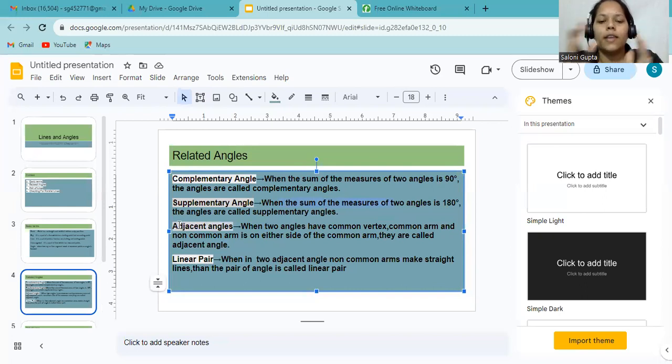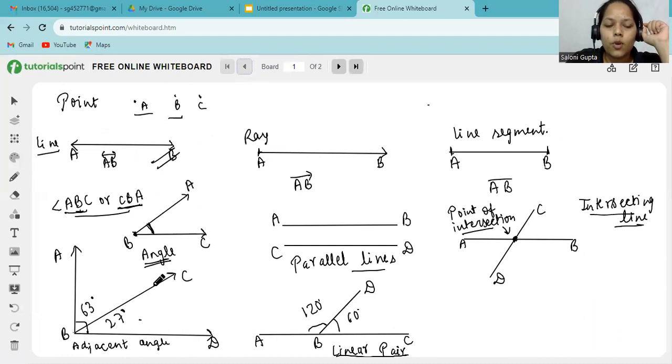Then we can see what adjacent angles are. When two angles have three conditions: they have a common vertex, they have a common arm, and the non-common arms are on either side of this common arm, then adjacent angles are formed. You can see the example here. The adjacent angles are 63 degrees and 27 degrees. You can see there is a common vertex, and BC is the common arm. The non-common arms are on either side of this common arm. So this is an example of adjacent angles.